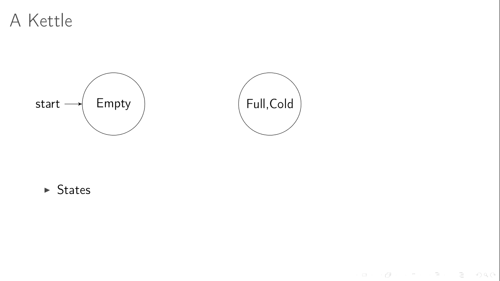Can everyone see the kettle? Good. So we're going to model a kettle. It's got a small number of states and a small number of transitions. So you've got an empty kettle, you've got a full kettle that's full of cold water, and you've got a full kettle that's full of hot water. So we're going to model three states in our system. I'm not going to say non-empty, all right? It's going to go with full.